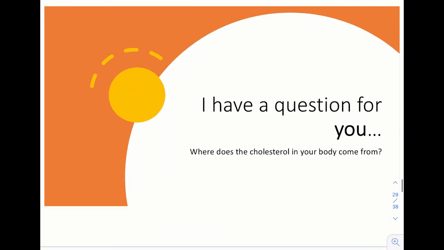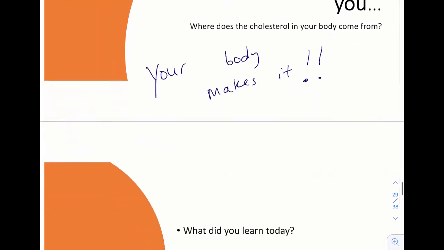So where does the cholesterol in your body come from? Your body makes it. It is biosynthesized. For most people, it doesn't matter how much cholesterol you eat. Your body regulates the amount of cholesterol in it, and it's making it itself. So for most people, unless they have some sort of biochemical disorder, eat all the cholesterol you want. It doesn't have any effect on how much is in your blood.